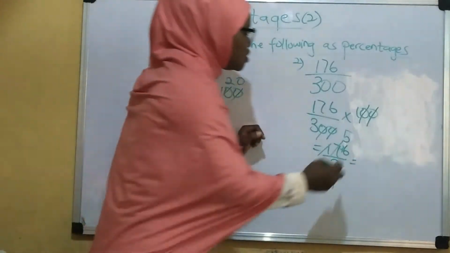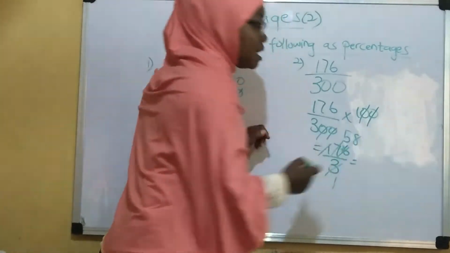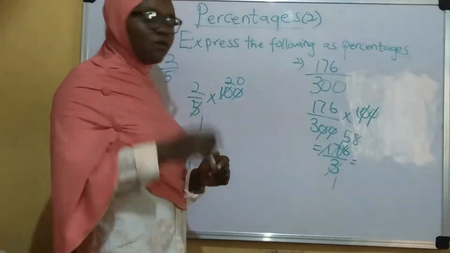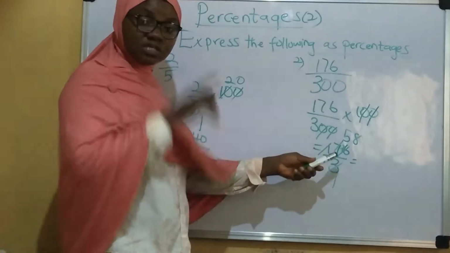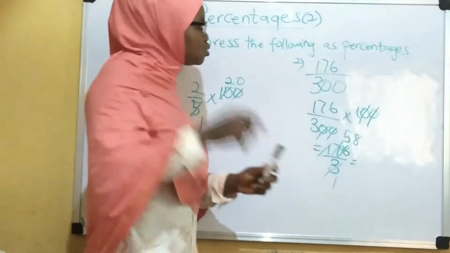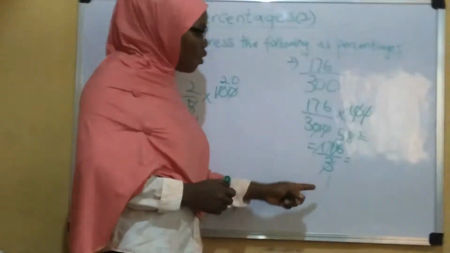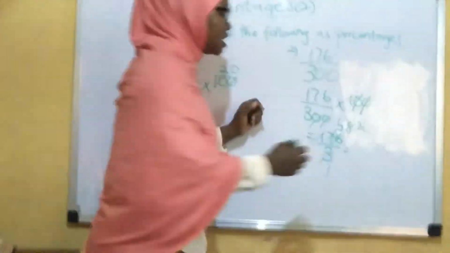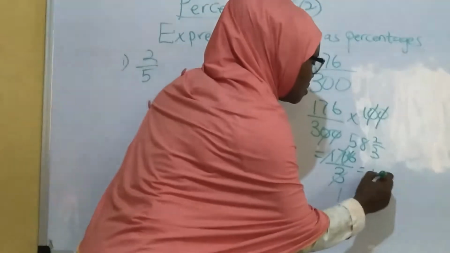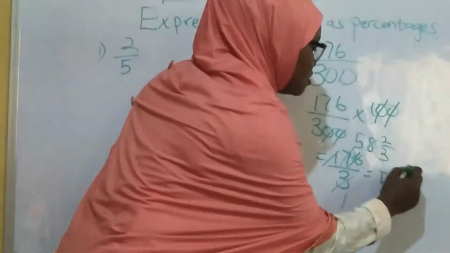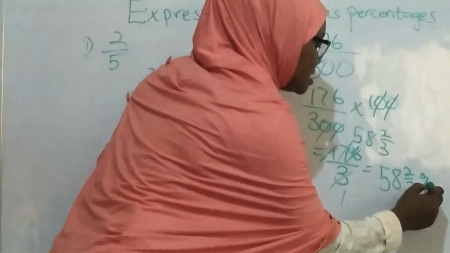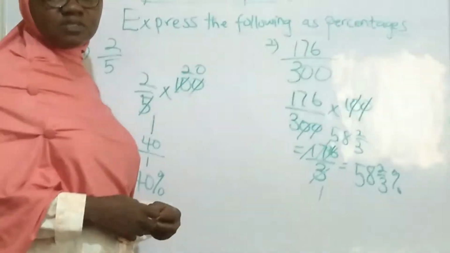How many 3 can I get in 26? Is what? 8. Because 3 times 8 is what? 24. Now if I subtract 24 from 26, what am I left with? I'll be left with 2. Now that 2, this is my 2 which is remaining, over the denominator, which is what? Our 3. So my answer is going to be what? 58 whole number, 2 over 3%. Is that clear? Now let me take one example so that you can understand this concept.